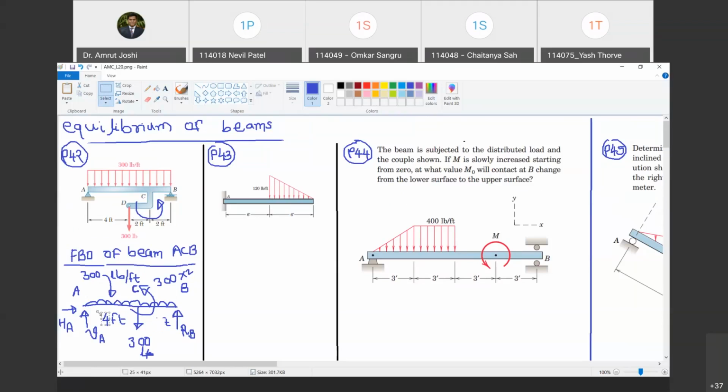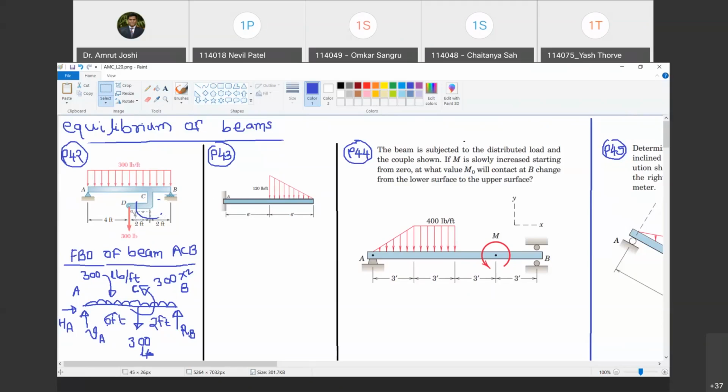So I made a mistake here. That's correct. This distance is 6 feet and this distance is 2 feet. So what is the crux of this problem? The crux is to understand that if at D you have a 300-pound force, its effect at C is going to be not only the force but also the moment. Are you with me? So you have to transfer, and we are drawing the free body diagram of beam ACB.